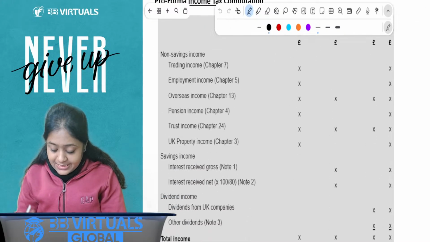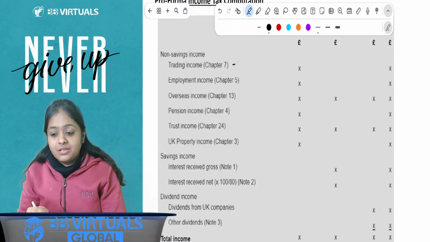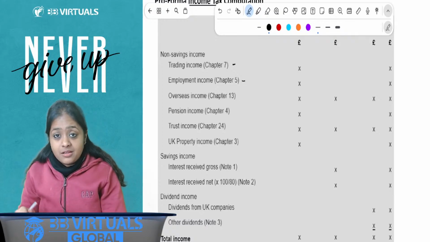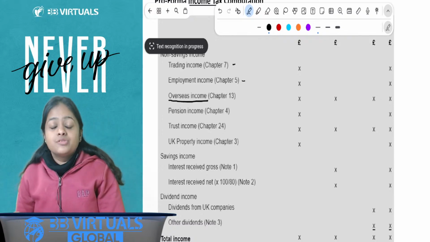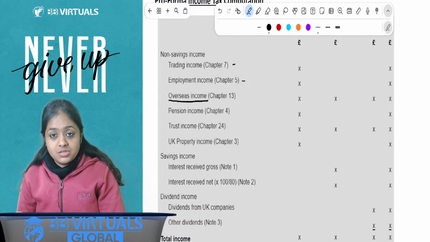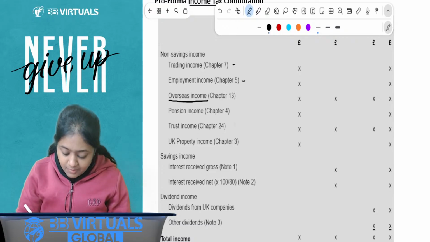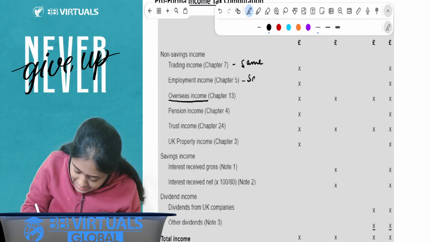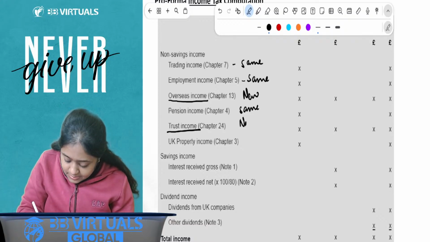For example, see here, trading income. I've given the chapter numbers against them, so it's very easy for you to correlate. Employment income is the same as income tax. But here you have an additional income, which is overseas income. That is only a testing area for ATX students, where we take into account the foreign income also. Then pension income is just like the tax syllabus, and it is the same as UK tax. Trust income is again a new area for ATX.